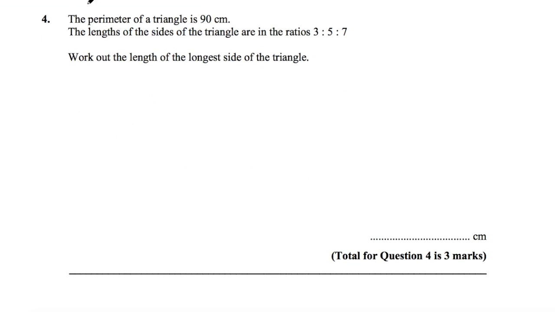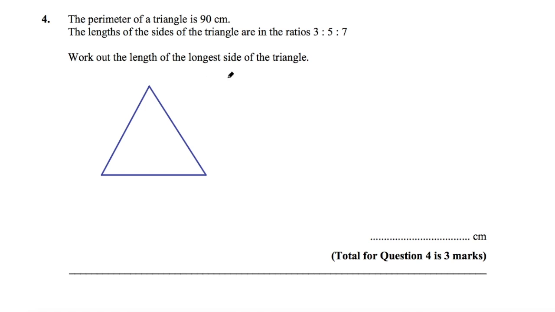Question 4 says the perimeter of a triangle is 90 centimeters. The lengths of the sides of the triangle are in the ratio 3 to 5 to 7. Work out the length of the longest side of the triangle. Okay, I'd suggest drawing a diagram for questions like this, if they don't give you one. So we know the ratios are 3 to 5 to 7.